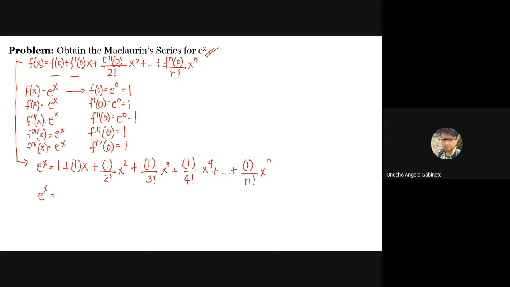Okay, let's simplify. So, 1 plus x plus x squared over 2 factorial plus x cubed over 3 factorial plus x raised to 4 over 4 factorial plus and so on. So, this is the Maclaurin series of e raised to x.